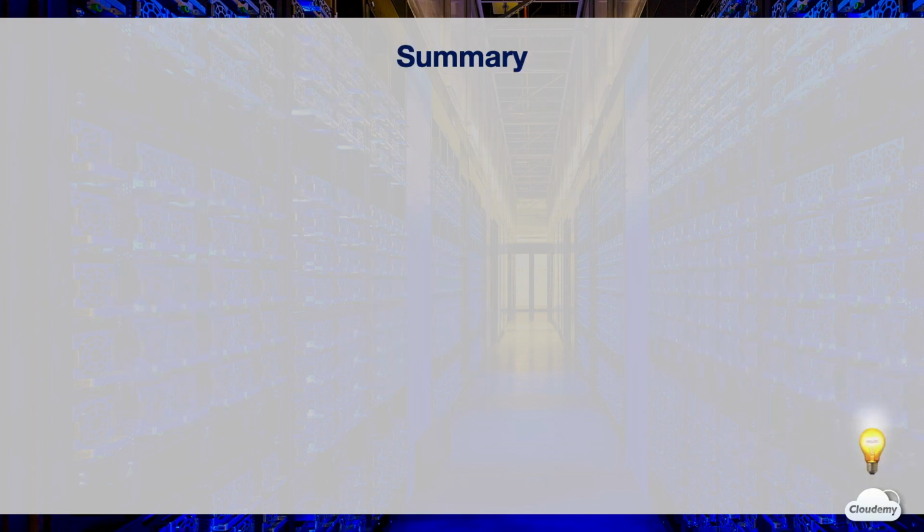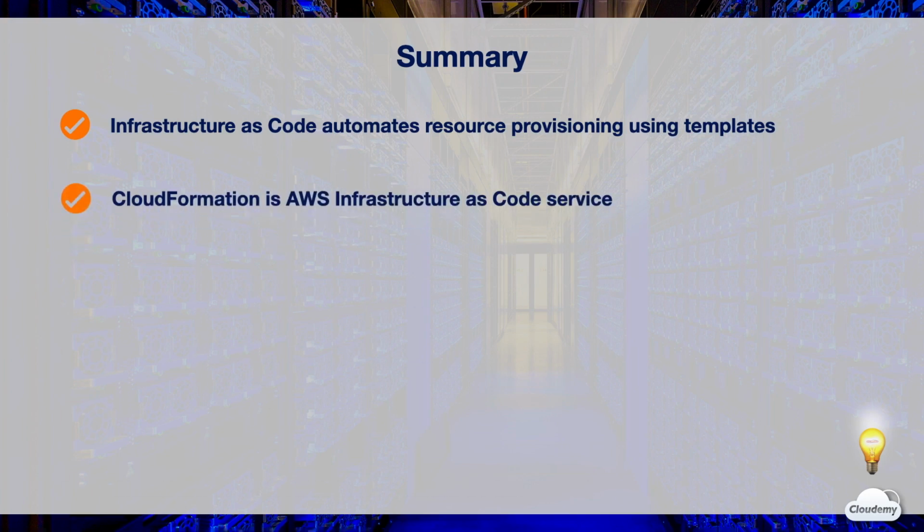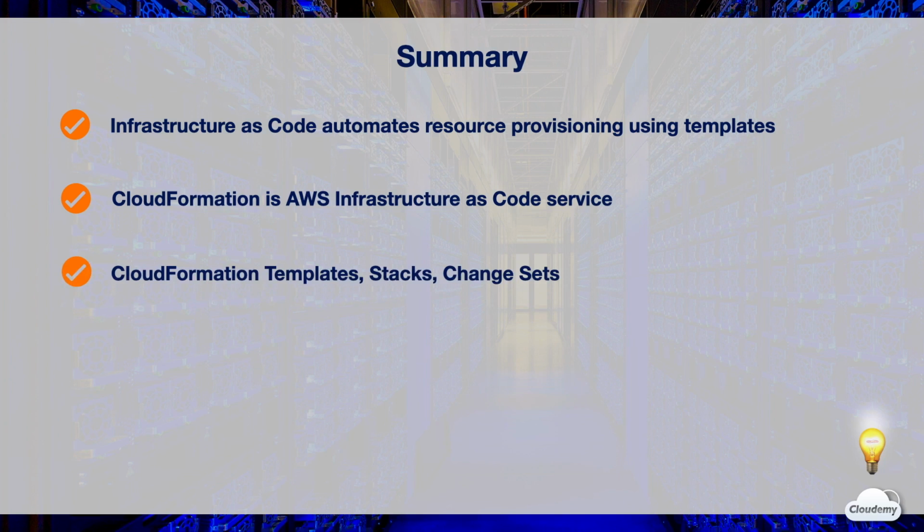In this episode, we've learned about infrastructure as code and AWS CloudFormation. Infrastructure as code can help you automate resource provisioning by using templates. CloudFormation is the AWS infrastructure as code service that can help create resources across multiple regions. CloudFormation uses JSON or YAML templates to manage stacks. You can preview the proposed changes in resources using change sets. Okay, that's all for CloudFormation.